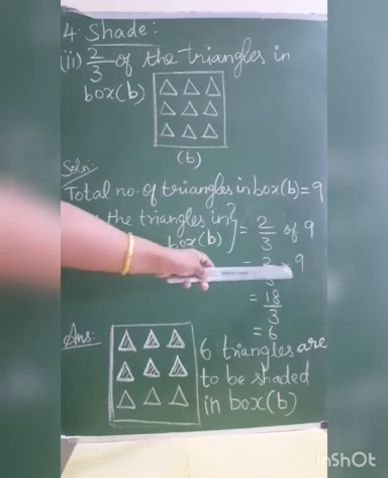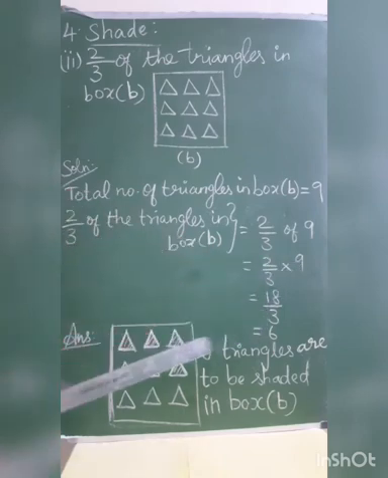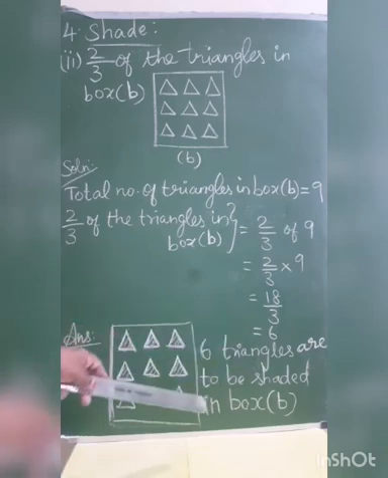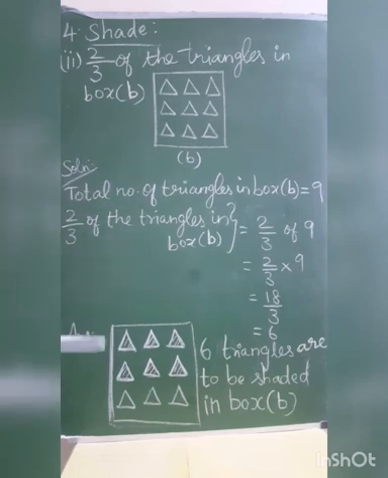So 2 into 9 is 18. The numerator is multiplied with the whole number, 18, divided by 3. 18 divided by 3, the answer is 6. So 6 triangles are to be shaded in box B. Here there are 9 triangles, and any 6 triangles are to be shaded in box B.